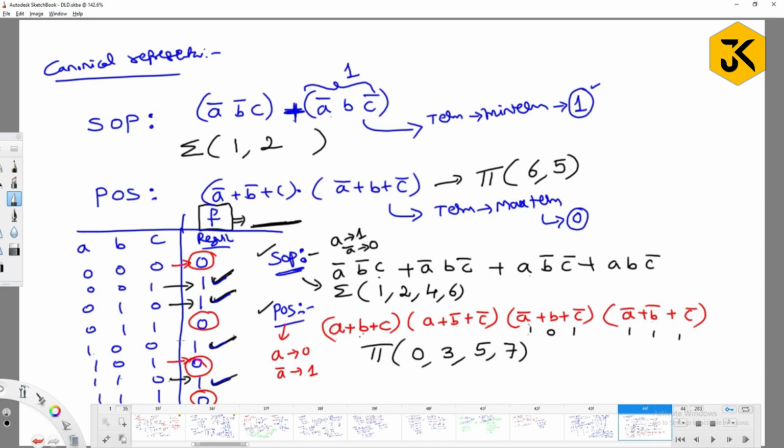Okay, guys, if you observe some similarity here: once we get the sum of products of a function, can you get the product of sums or not? Simply, its complement form.